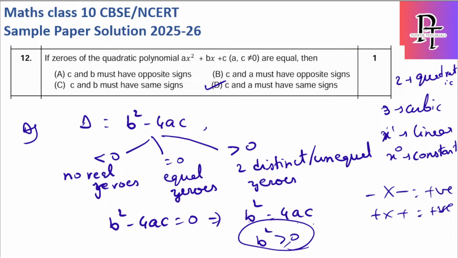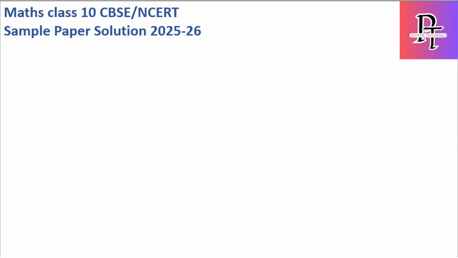Okay, let's move to the other question. So the discriminant, as I told you, if it is less than 0 then no real roots, equal to 0 equal roots, and greater than 0 two distinct, that is two different roots. Okay, so in this way the second chapter questions are done.